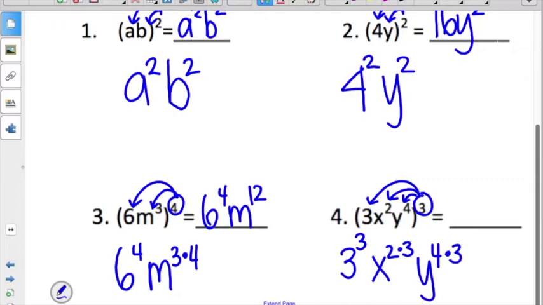3 to the 3rd power, we can evaluate that. That's 3 times 3 times 3. 3 times 3 is 9, times 3 is 27. We have x to the 2 times 3, so x to the 6th. And we have y to the 4 times 3, so y to the 12th.